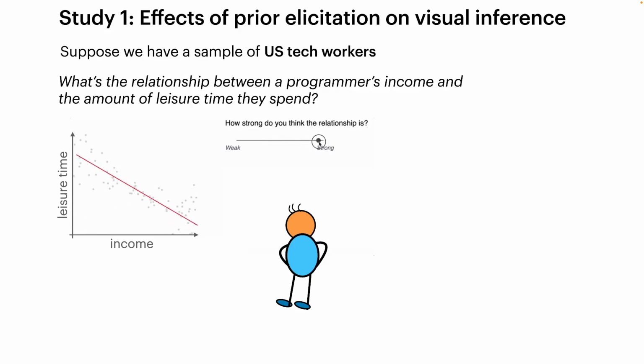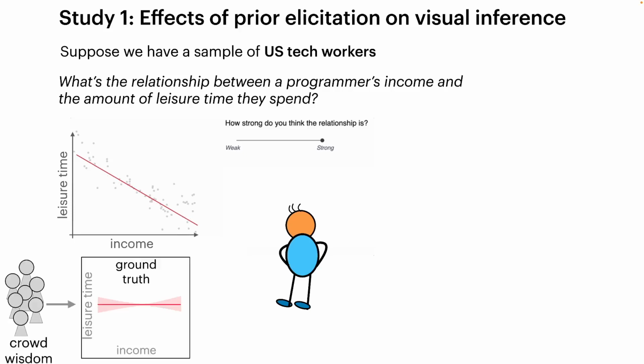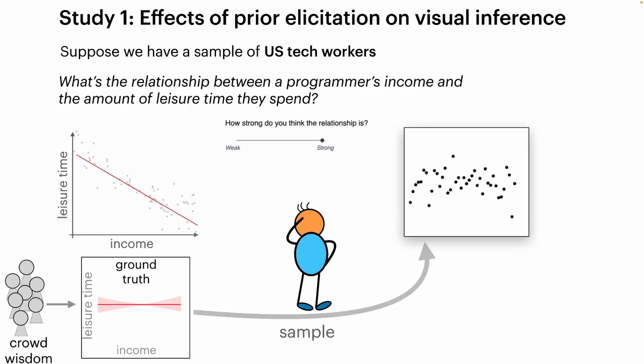In every stimulus, we presented participants with a context, such as US tech workers, and we asked them to respond to a prompt like, what is the relationship between a programmer's income and the amount of leisure time that they have? Participants first provided us with their prior model of this relationship, which they furnished through an elicitation device seen here. Now, this device allows them to set two things. First, the direction of the expected relationship, and secondly, the strength of the relationship they expect to see. Now, prior to the study itself, we formulated a ground truth model for this prompt based on the crowd wisdom from a different set of workers. We sampled this model, and we show the resulting visualization to the participants, and we asked them to tell us what they think the relationship is using an open-ended response.